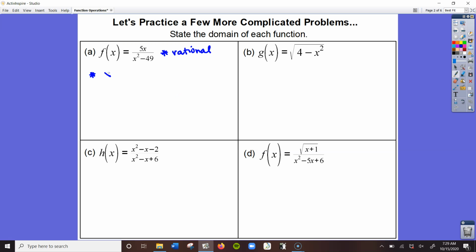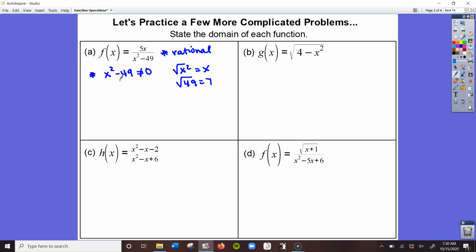That means that the denominator, x squared minus 49, cannot equal 0. Now, x squared minus 49 is a difference of squares. It's called that because one, it is a difference, right? We are subtracting. X squared is a perfect square, and 49 is a perfect square. As a reminder, a perfect square is anything that you can square root perfectly. So for example, the square root of x squared is x, and the square root of 49 is 7.